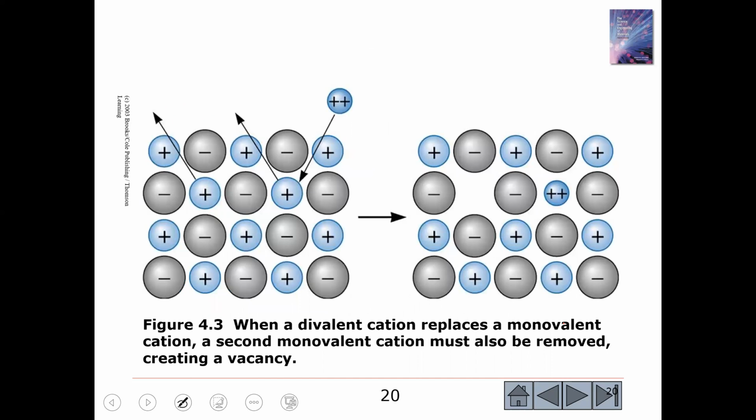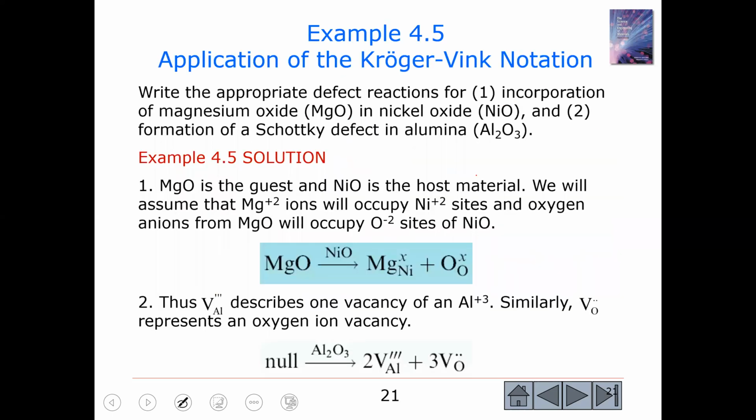So if you look at this figure, a divalent cation replaces, a double positive charge ion moves in. So two cations have to move out in order to restore charge balance, right? One cation has moved in and a cation which was here has moved out, and a cation from here has moved out. So we have a net vacancy, but the charge balance has been kept restored. Okay, so application of the Kröger-Vink notation.